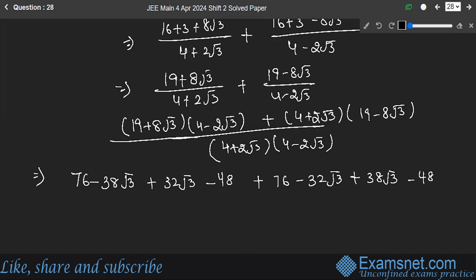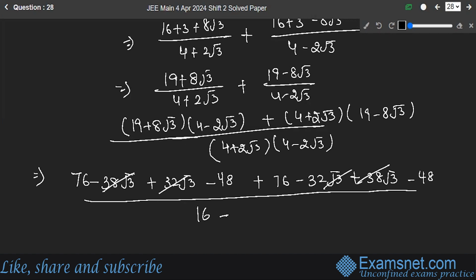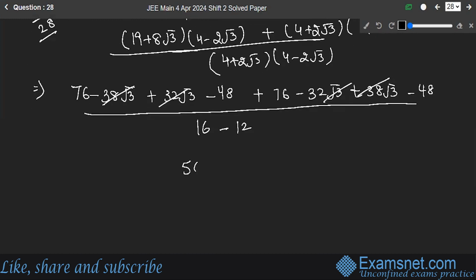Okay. Yes. So let's do the cancellations. This and these two terms will cancel here. Whole thing divided by, this is a square minus b square. So 4 into 3, this is 12. Okay. And in the numerator, you are having 76 minus 48. Here will be 28. So 28 into 2, you have 56 upon 4. Or you will have 14 as the answer. Okay.